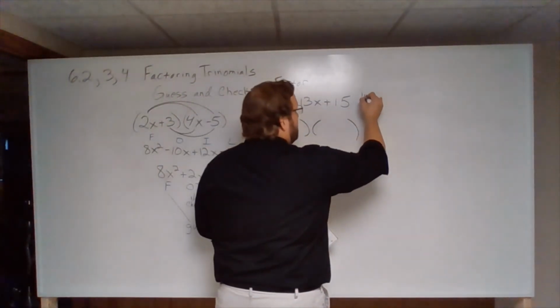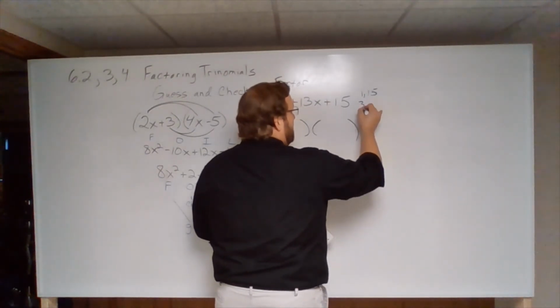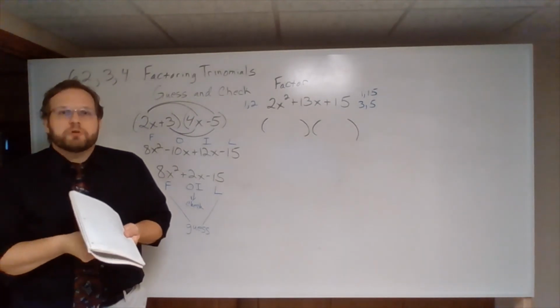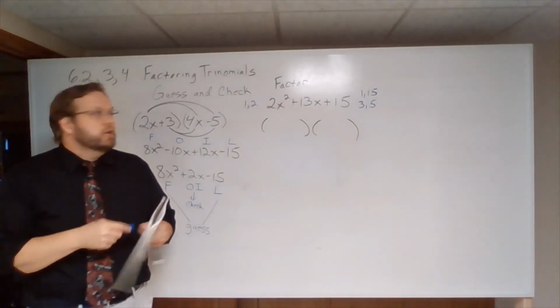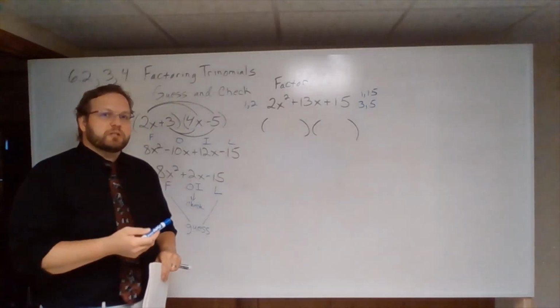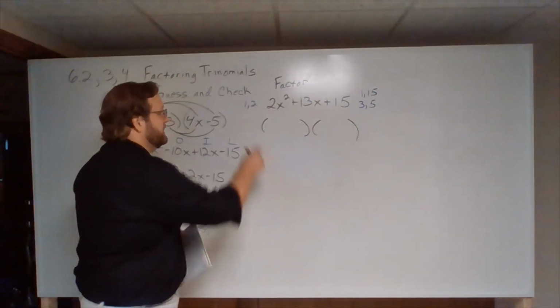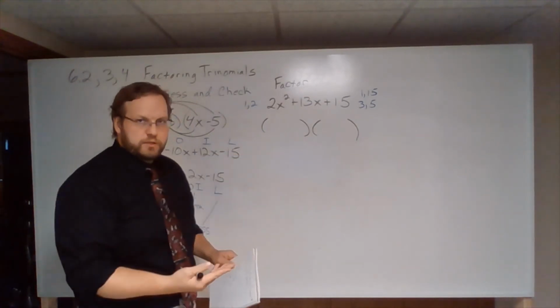15, you can have 1 and 15. You can have 3 and 5. Those are the numbers that you are going to be guessing. You have to figure out which combination and in which order is going to work. Now, the good thing is there's really nothing to guess here. You have to use 1 and 2 to start.